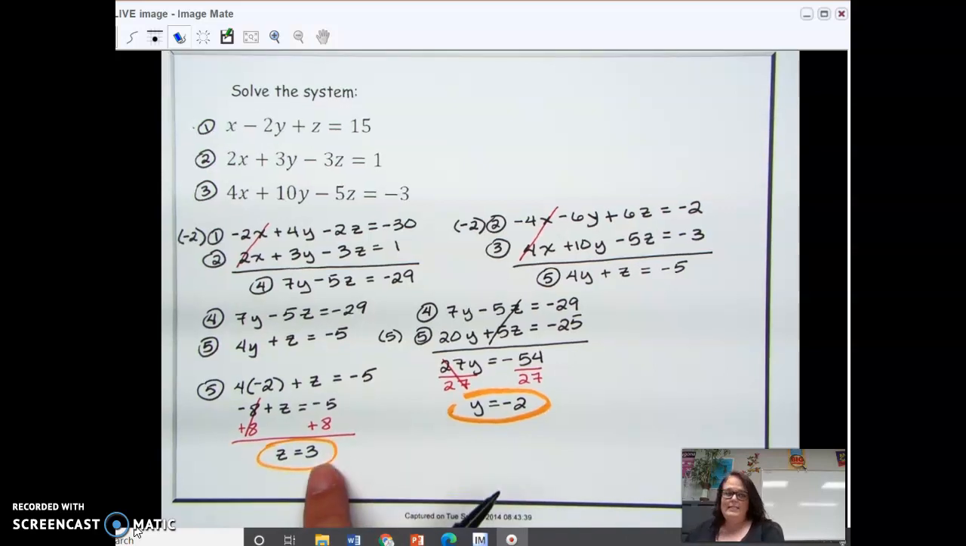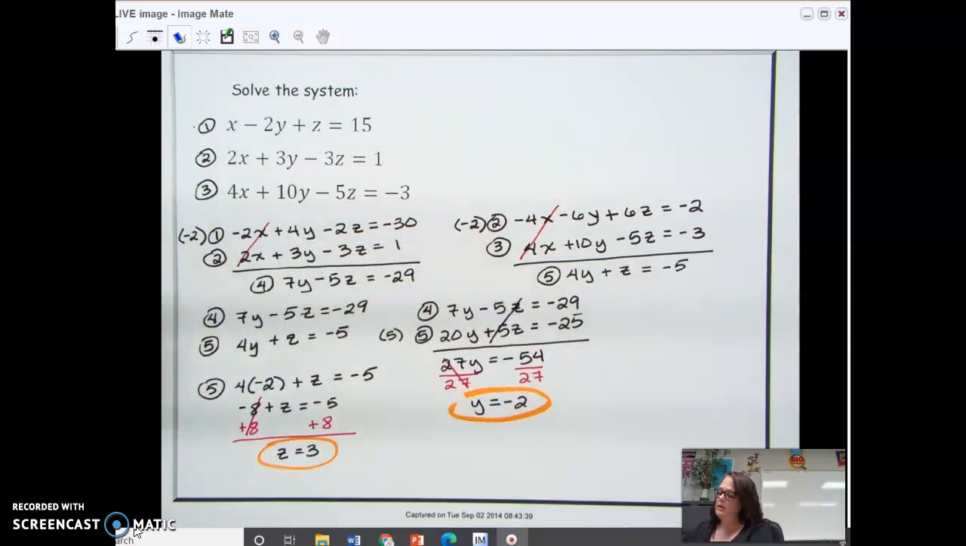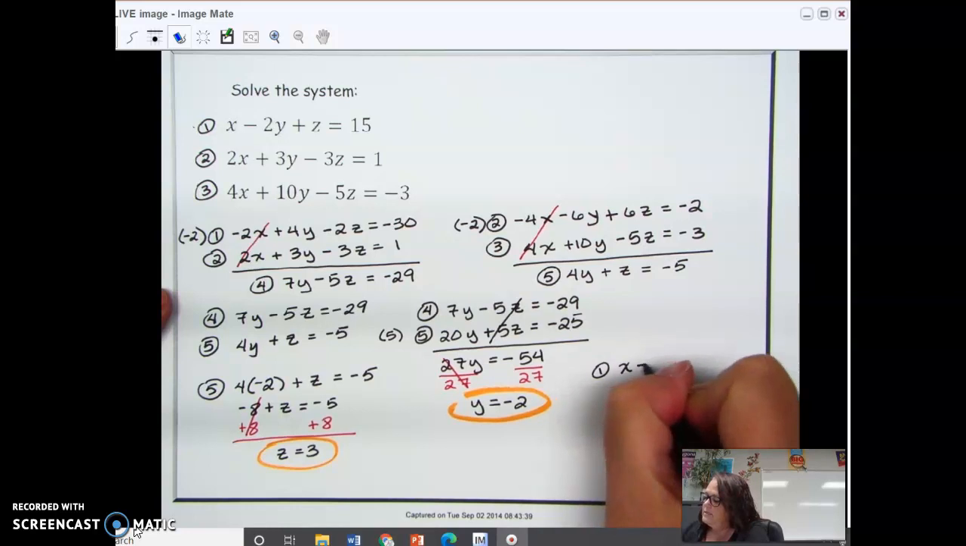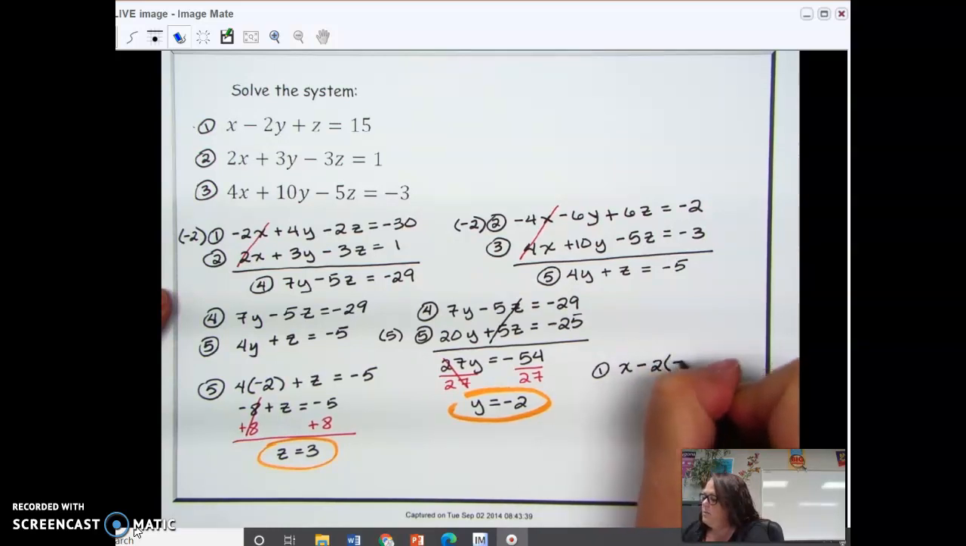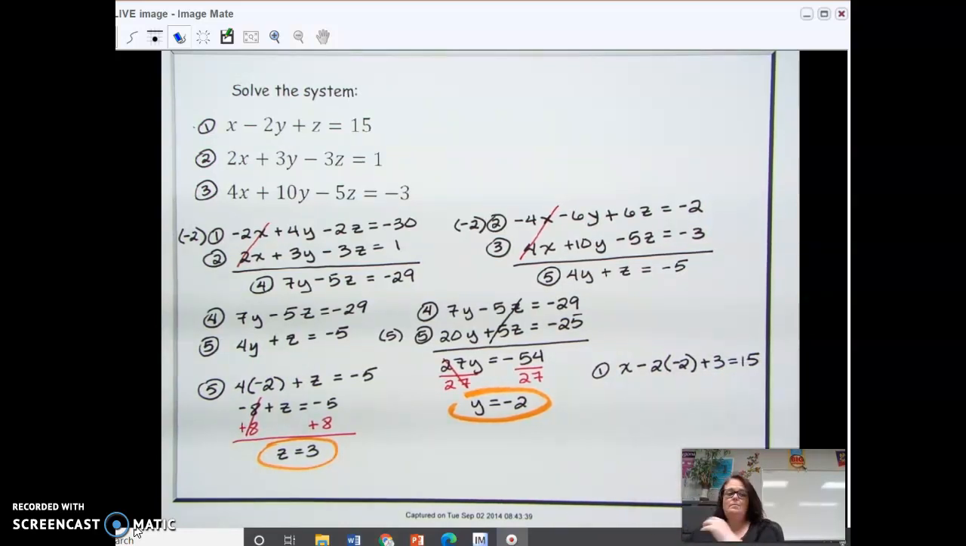So now that I have a z and I have a y, I can pick one of the original 3 to get my x value. So I'm going to go with equation number 1. So I have x minus 2 times my new y value of -2 plus z, which is 3, is equal to 15. And it doesn't matter which one I pick because the same point should work for all 3. So essentially, these equations are representing planes in space, and we're trying to figure out where those flat planes meet up at what points in 3-dimensional space.